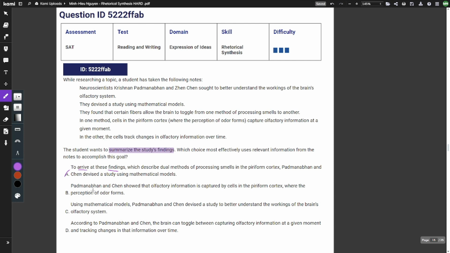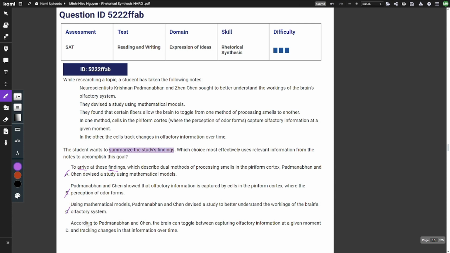B. That person and Chen showed that olfactory information is captured by cells in the piriform cortex where the perception of odor forms. So they showed this, but it doesn't say what they found. So it's not going to be B. C. Using mathematical models, that person and Shen devised a study to better understand the workings of the brain's olfactory system. So this talked about why they made that study, which was to better understand the workings, but it doesn't talk about what they found from it. So it's not going to be C.